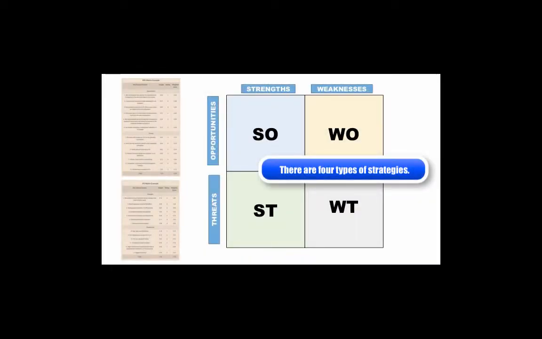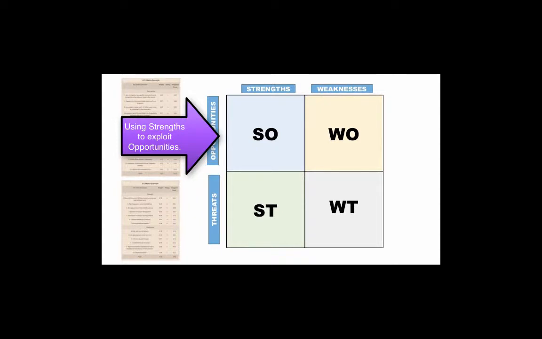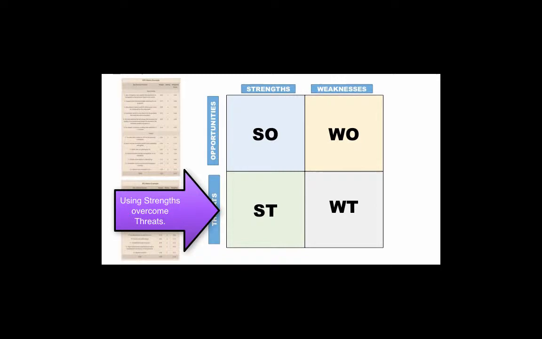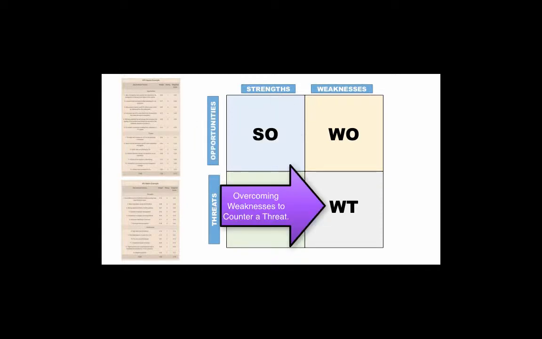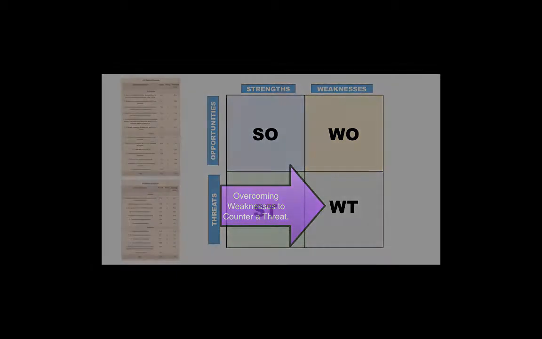There are 4 types of strategies. First are SO, using strengths to exploit opportunities. Next, we have ST strategies, using strengths to overcome threats. WO strategies, overcoming weaknesses to exploit opportunities. And the final is WT strategies, overcoming weaknesses to counter a threat.